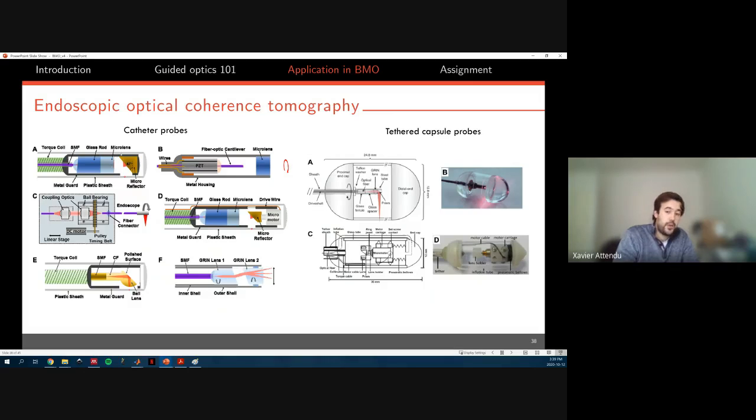An alternative is these tethered capsule endoscopes, where these are basically big vitamin pills that you swallow and that are tethered, hence the name, with a fiber. And so the fiber goes in with the capsule, and there's a little micromotor inside the capsule, or the fiber is spinning, and that again creates this cylindrical imaging of your esophagus. And then you can do OCT like that.